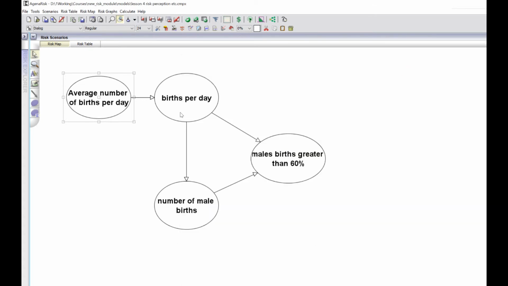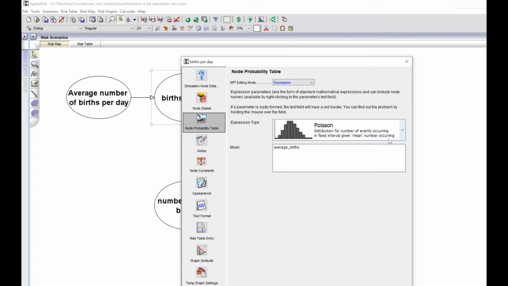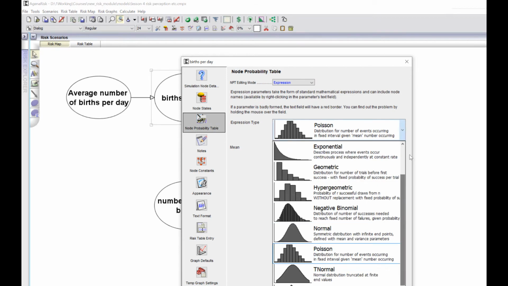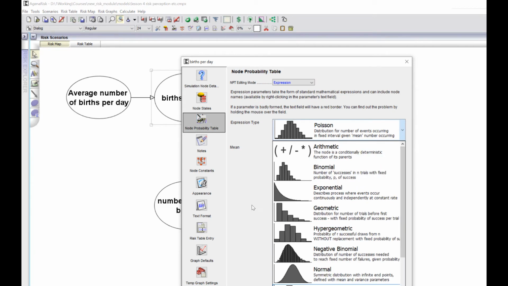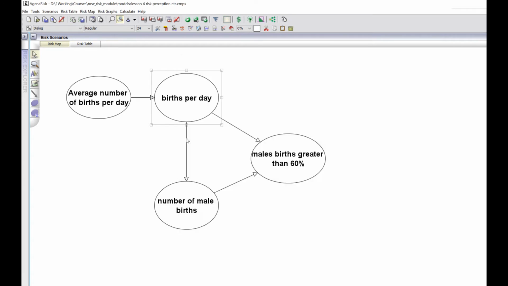Now the number of births per day is of course a probability distribution. It's chosen as an integer interval, which means that we can choose the Poisson distribution as one of the integer type probability distributions in AgenaRisk. And a Poisson distribution has just a single parameter, which is the mean. In this case, that's simply the parent node, which is the average number of births per day. So this will give us the probability for any particular number of births per day.